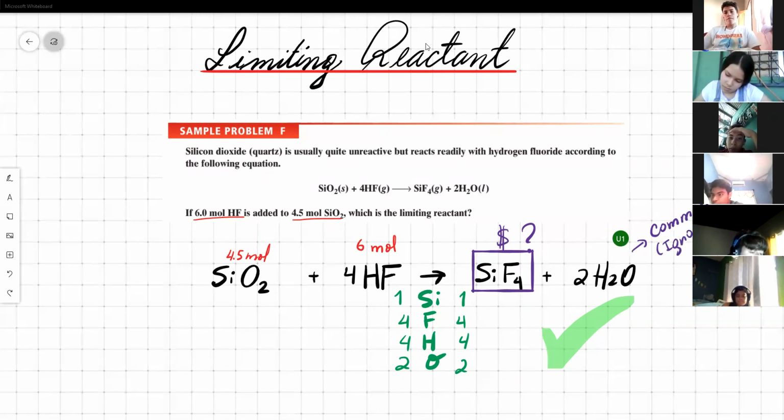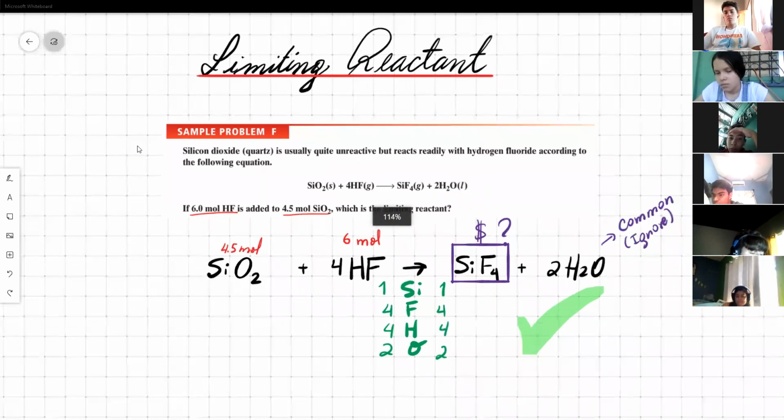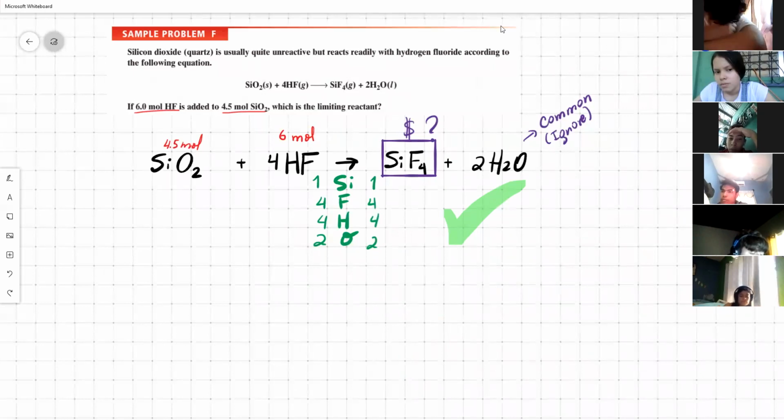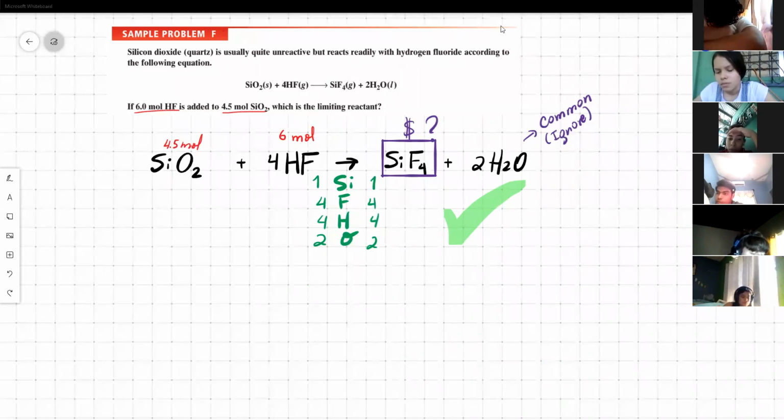Sometimes, and most of the time basically, the problem will ask you which product you have to focus on. Right now, the problem is not telling you anything. So common sense, what is more expensive? Well, anything except water. Water is very, very cheap.